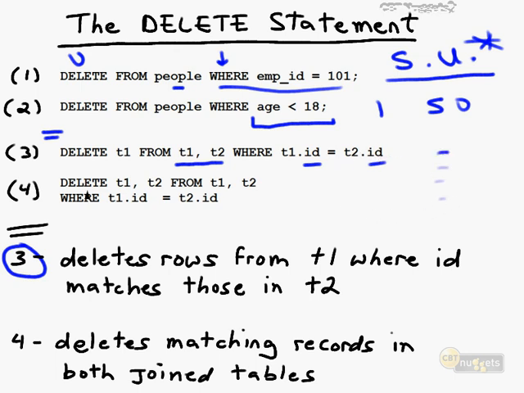Code sample 4 is even more powerful. Delete T1, T2 from T1, T2 on those matching fields. This is going to delete all matching records in not one table, but both of them. Yeah, delete is really powerful, friends. I guess I don't have to tell you that.